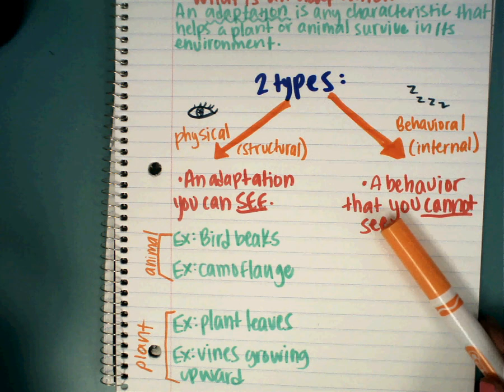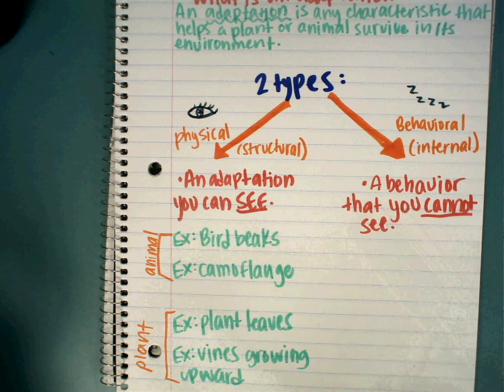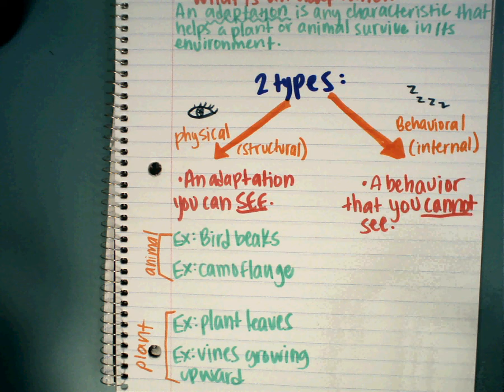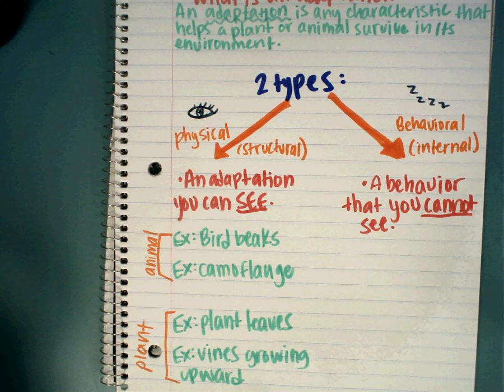I can't look at Zamarie and know that he's a giggler, right? I can't just see that. That's a behavioral adaptation that he has. So let's talk about animal behavioral adaptations first.